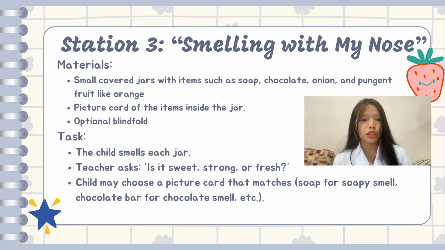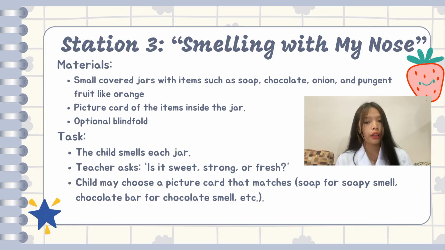In this station, the children will use their nose to tell different smells. The materials needed for this station are small covered jars with items such as soap, chocolate, onion, pungent fruit like oranges, and picture cards of the items inside the jar, and it is optional to use blindfolds. The task in this station is that the children would smell each jar and the teacher would ask if it's sweet, strong, or fresh.